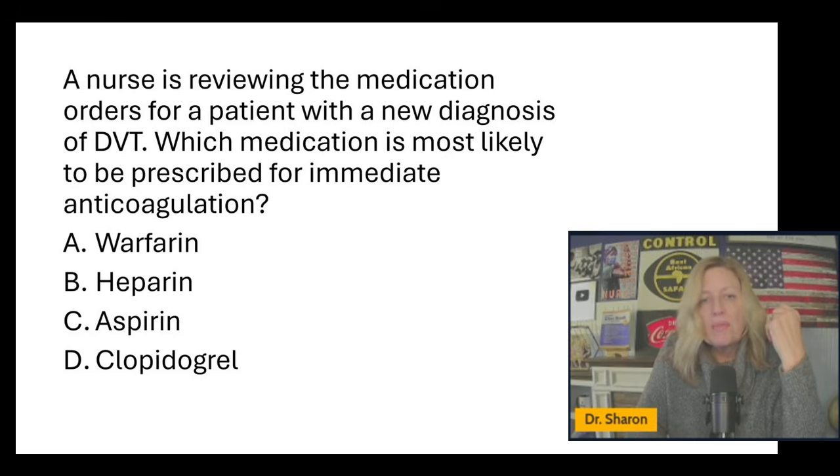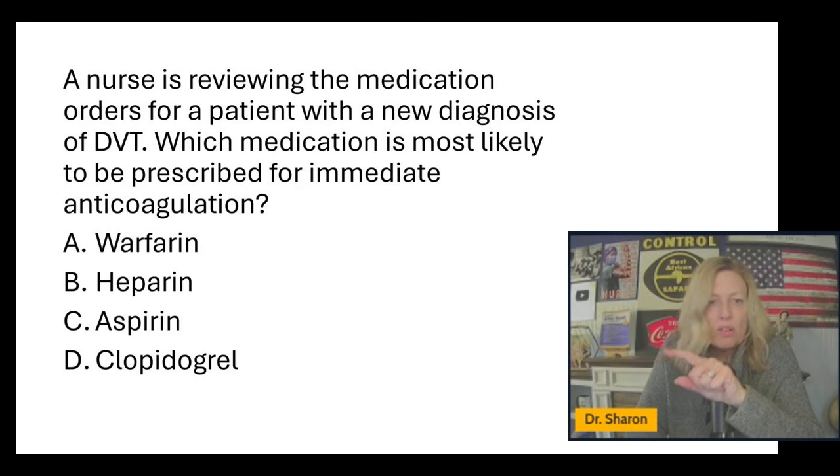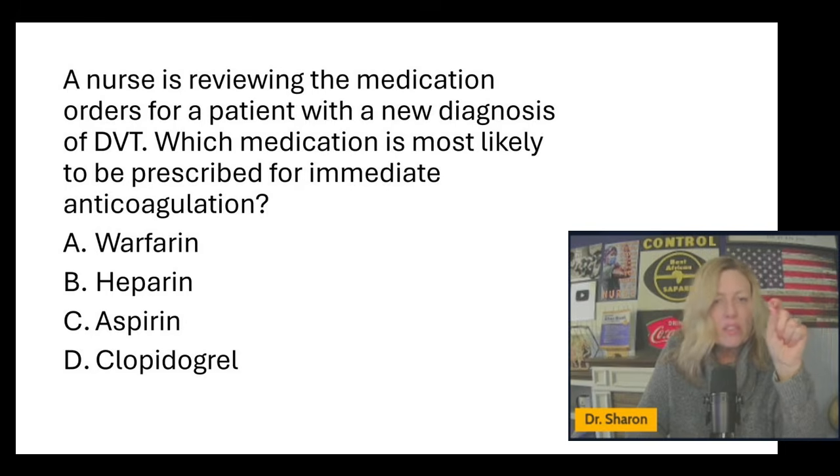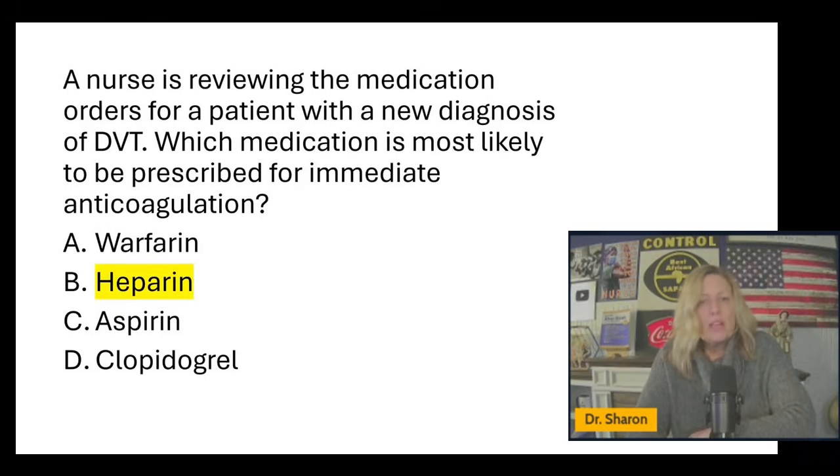A nurse is reviewing the medication orders for a patient with a new diagnosis of DVT. Which medication is most likely to be prescribed for immediate anticoagulation? So warfarin results in immediate anticoagulation. That's false. Heparin results in immediate anticoagulation. That's true. Aspirin results in immediate anticoagulation. That's false. Aspirin is an antiplatelet. Clopidogrel, which is Plavix, results in immediate anticoagulation. That's also false. So heparin is the only one that results in immediate anticoagulation.